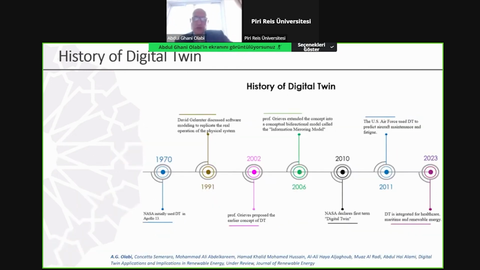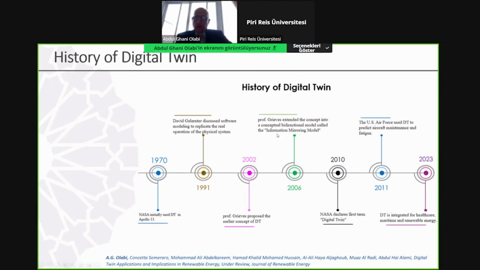So here's the history of digital twin. Digital twin initially started in 1970, of course, by NASA in their work. And then in 1991, there was some period when we stopped a little bit, because as you know, when we talk about simulation and optimization, we need very high computer capacity. Then in the 90s, we really started to get better devices. So here, David Gelernter discussed software modeling to replicate the real operation and physical system. Then in 2002, another professor started to develop the early concept of digital twin. In 2006, there was more about what we call the information mirroring model, like how to duplicate, like a mirror.